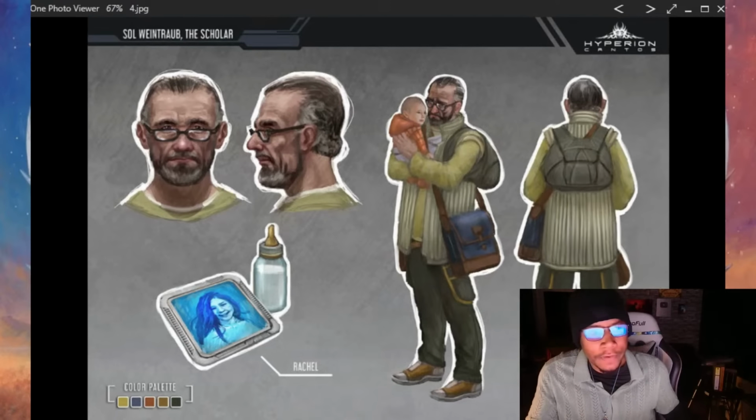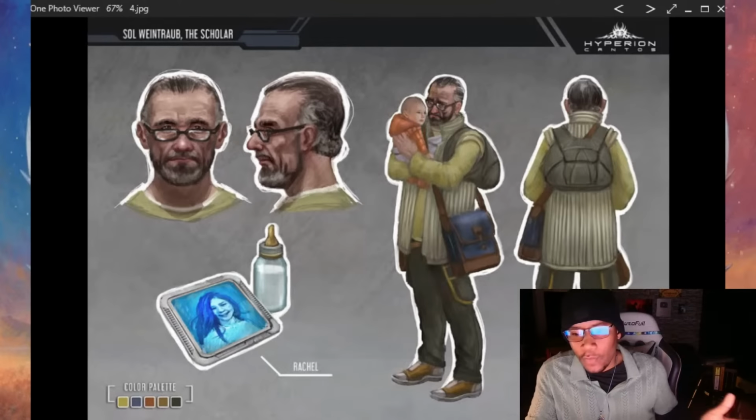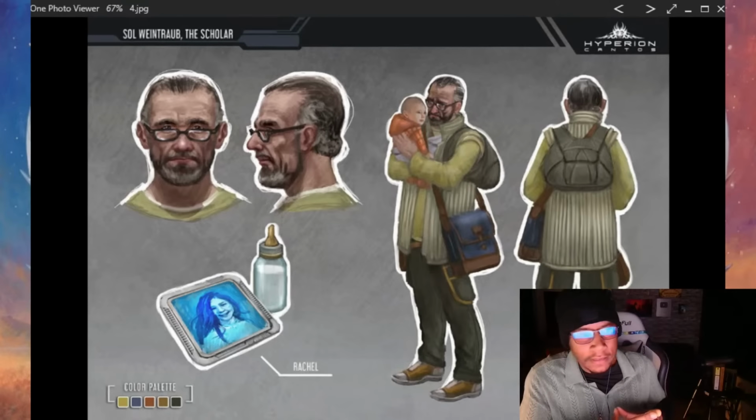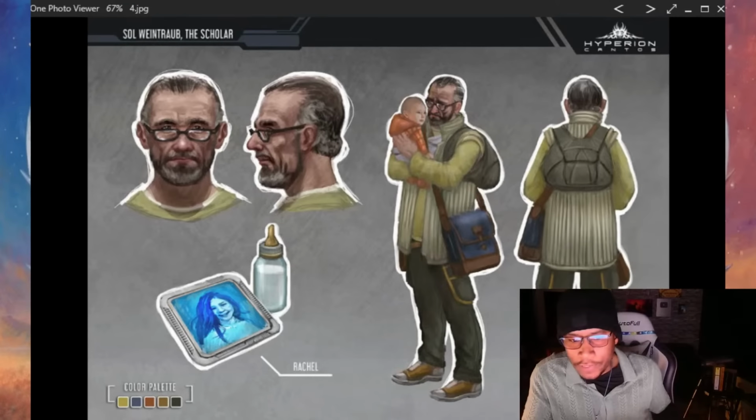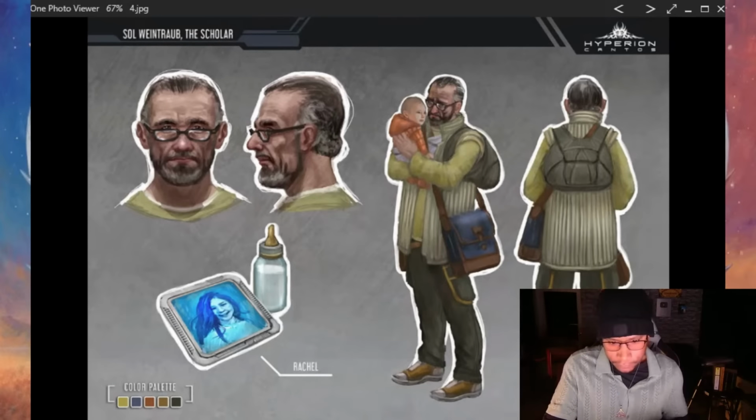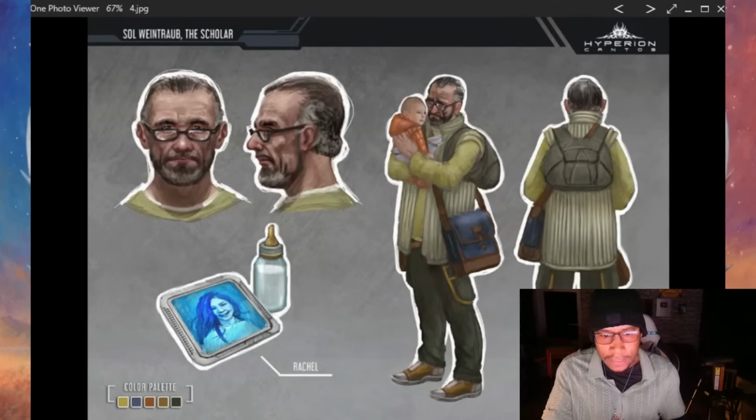Why is he on Hyperion with a baby, no less? Why has he brought his baby daughter to the world of Hyperion to venture on the Shrike pilgrimage, where most of them are likely going to die? All right? I'll explain to you exactly why.